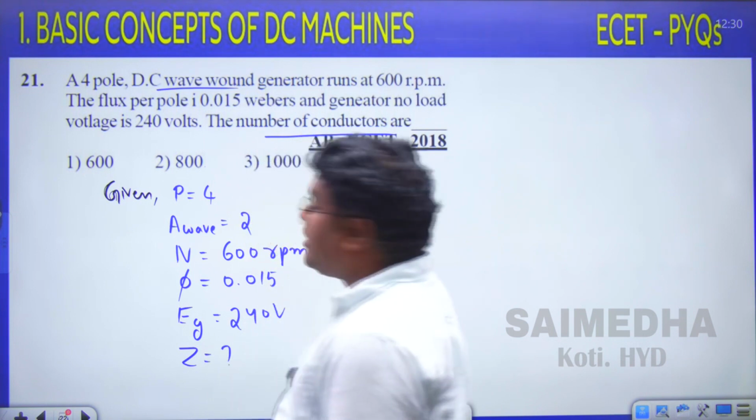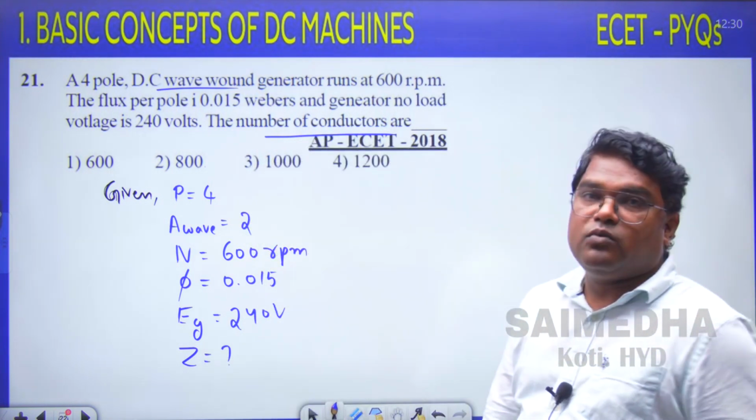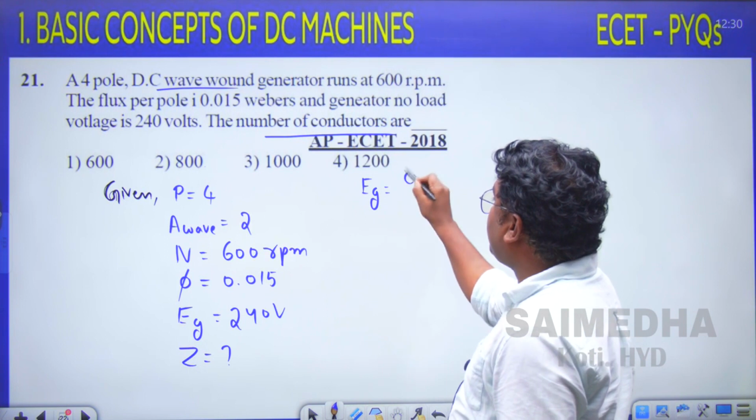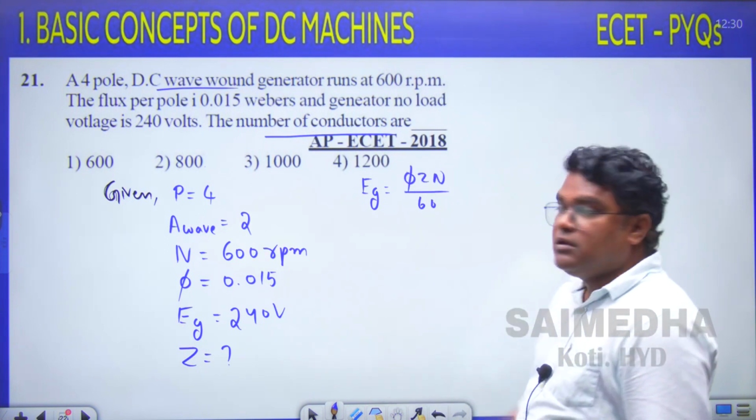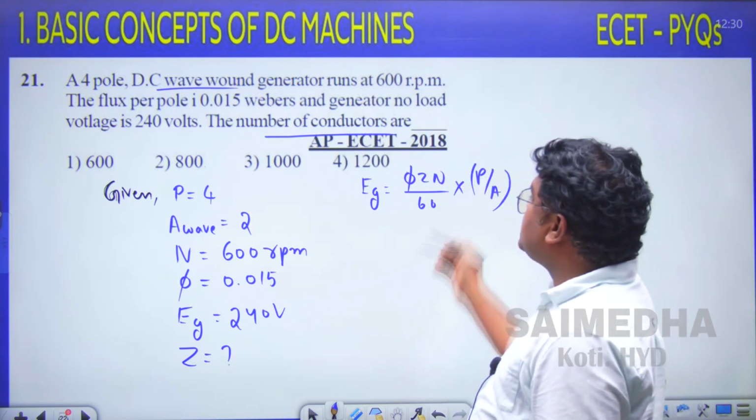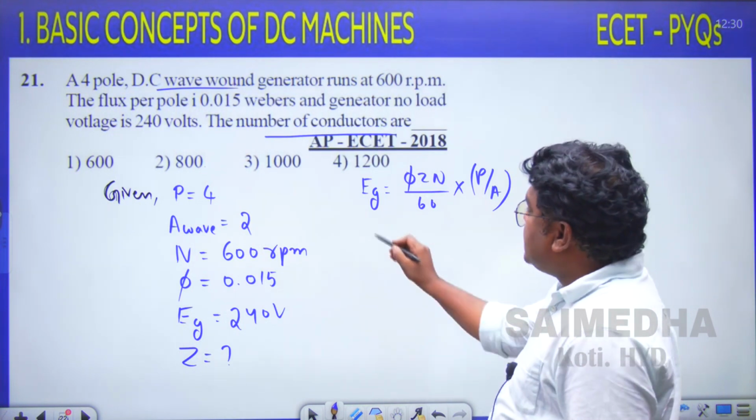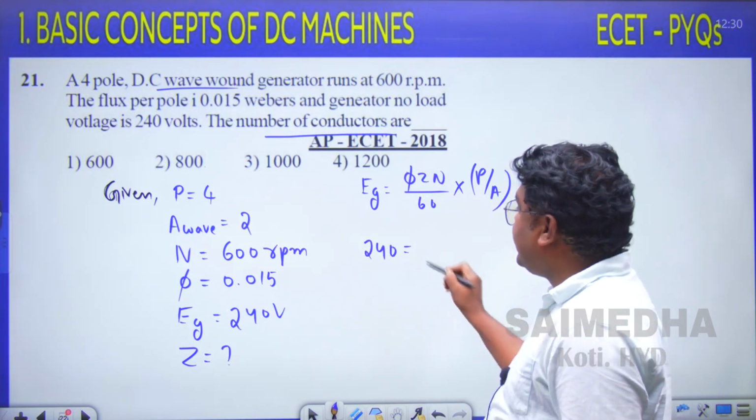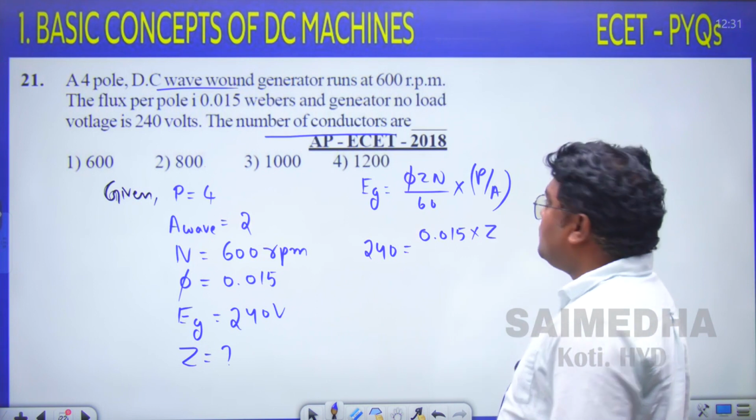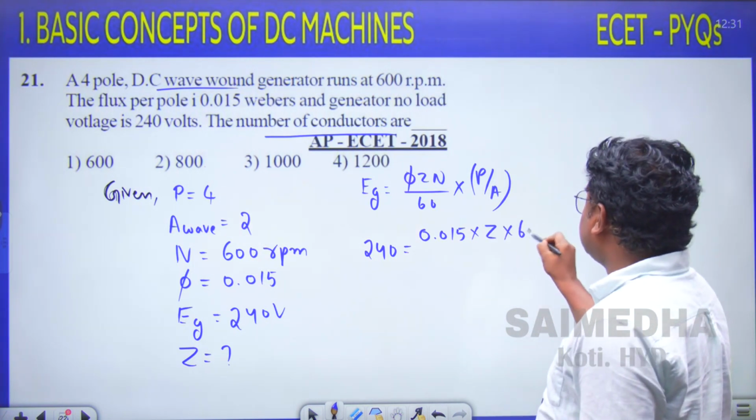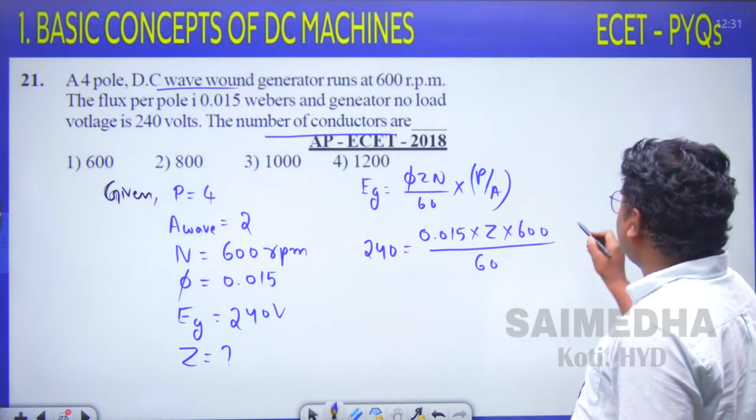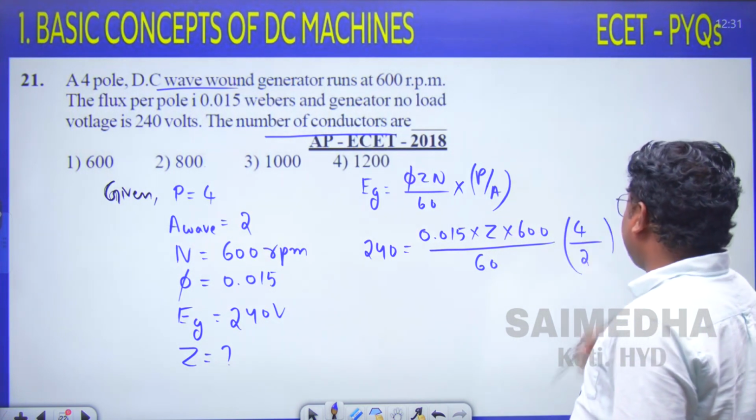So this is the generated voltage, and the number of conductors is required. We know how to find the generated voltage: Eg is equal to phi Z N by 60 into P by A. Now just substitute the given values in this equation. The generated voltage is 240, the flux is 0.015, the number of conductors Z we need to find, and N is 600 rpm divided by 60, and the number of poles is 4, divided by 2.